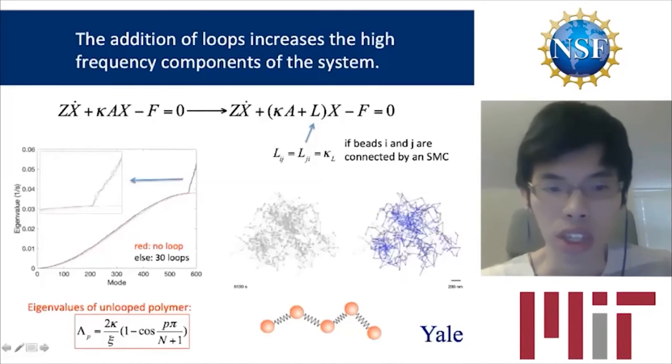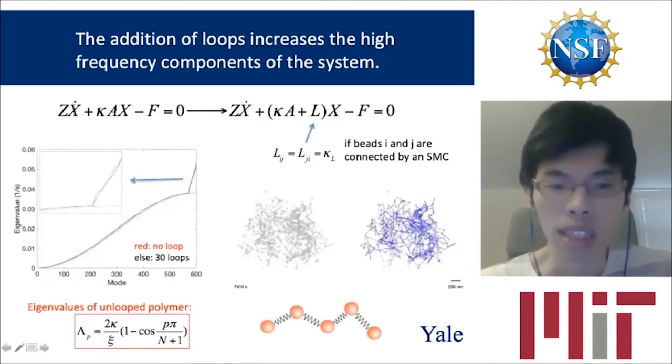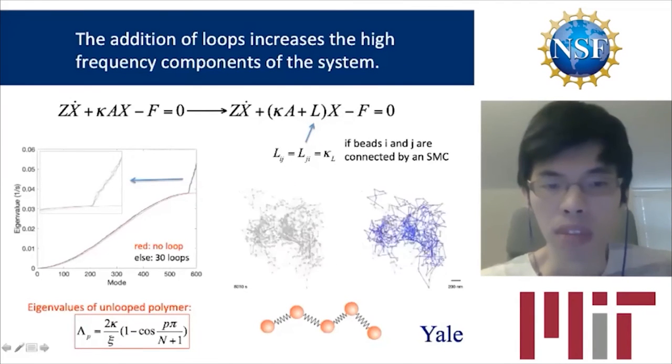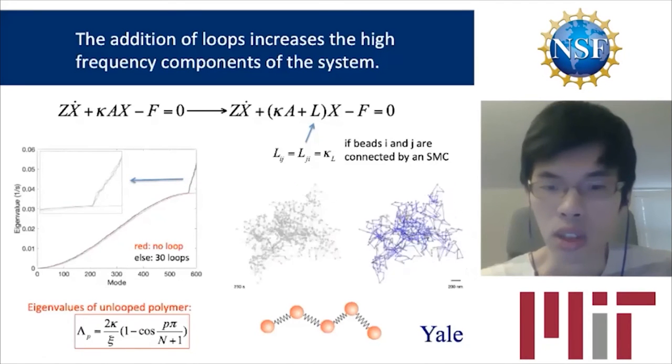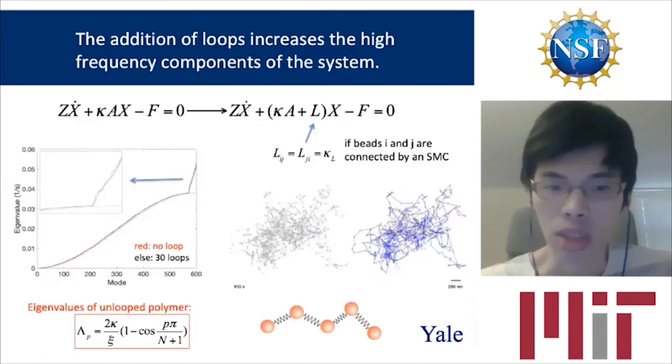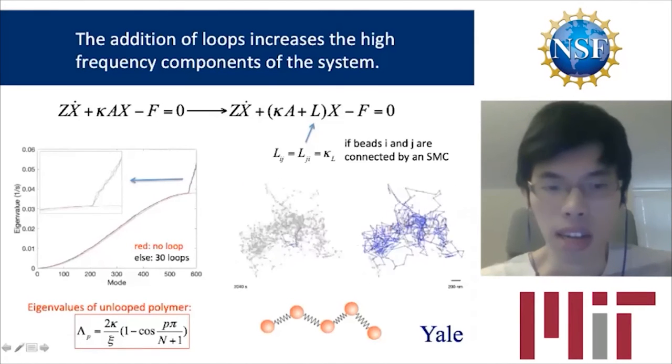So the video here shows the evolution of loops on the polymer. On the left side, only one pair of loop bases is labeled. It experiences extrusion, stalling, dissociation, and rebinding. On the right side, all 30 loops are labeled.